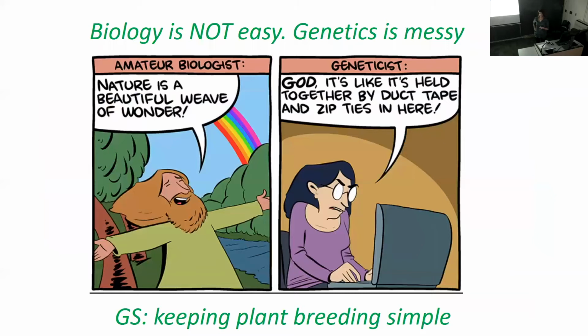And that's because biology isn't easy. The more we look at genetics and the more we look at biology, the more complicated it gets. And so we can have these new tools and we can try and delve down into the rabbit hole of that complexity. But in the end, genomic selection is all about keeping it simple, and that's why it's around to stay.